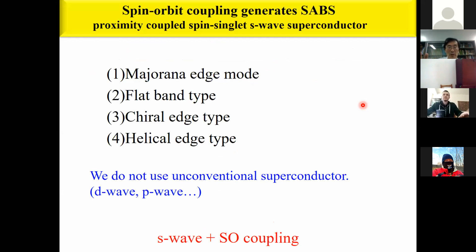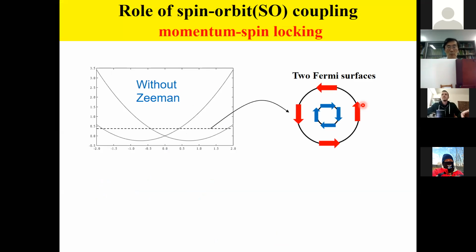So Majorana edge mode, or flat band type, or chiral edge mode, helical edge type. There are several types of edge mode, and several types of Majorana fermion have been studied. But the common thing in all of these models is that we should consider spin-orbit coupling. So what is spin-orbit coupling? Let's start from this picture.